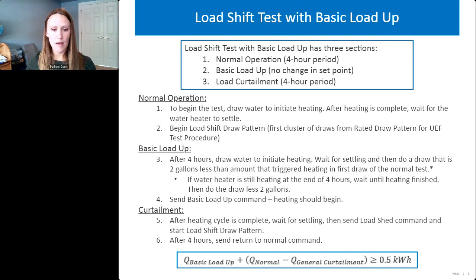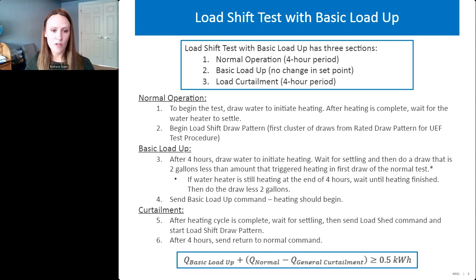Okay, so a lot of words here. We're going to walk through the basic load up test procedure, and then we're going to see some data that I think will make it a little bit clearer as to how this all works. But the load shift test is basically 3 different sections. So there's a normal operation that's a 4-hour period, basic load up with no change in set point, and then a curtailment period, which is another 4-hour window.